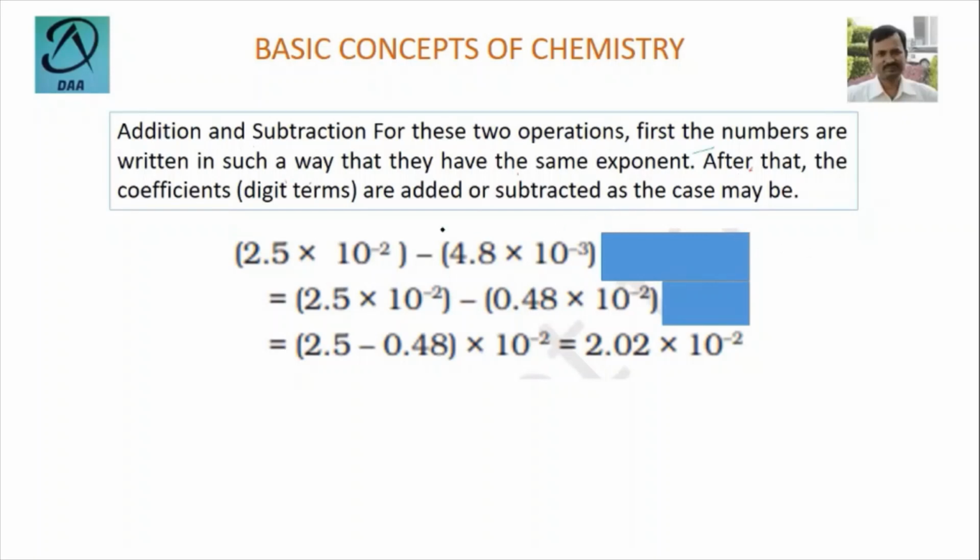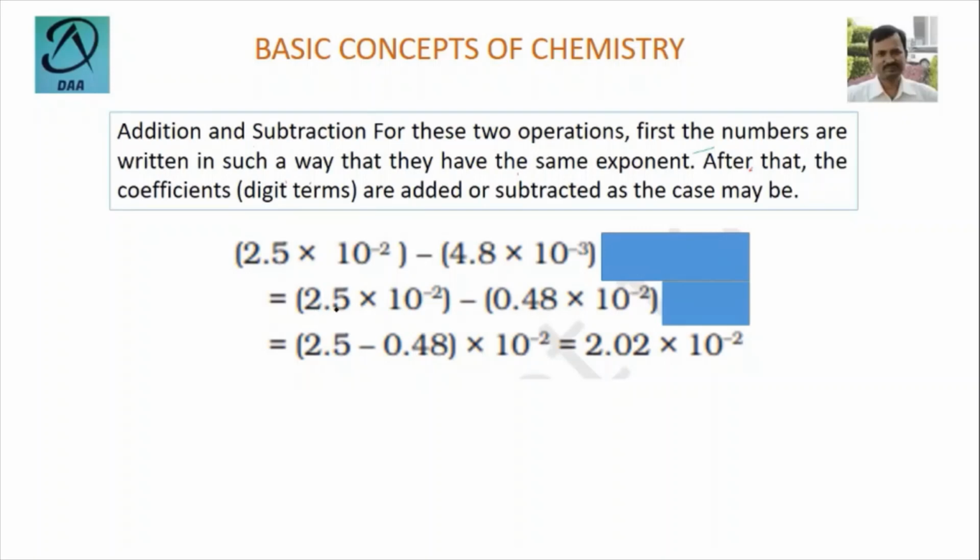If we go for the example, suppose you subtract 2.5 multiplied by 10 to the minus 2 minus 4.8 multiplied by 10 to the minus 3. So what we have to do is convert to the same exponent. That means minus 2 and minus 3 will become either minus 2 for both or minus 3 for both. So we'll put 10 to the minus 2 for both values.